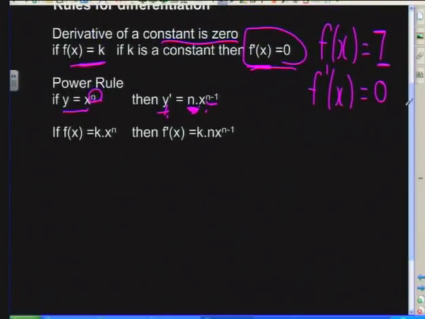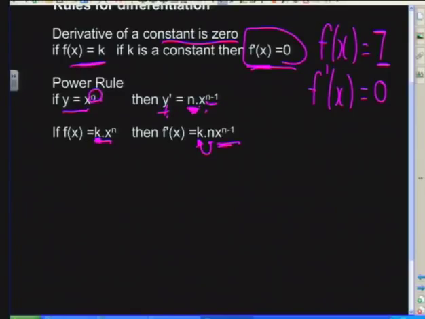And then if we have f of x equal to k times x to the power of n, so now instead of just x to the n, you've got a coefficient here, some number, then it's exactly the same rule. You bring the n to the front, but you multiply it by whatever constant was already there, and then you subtract 1 from the power of x.